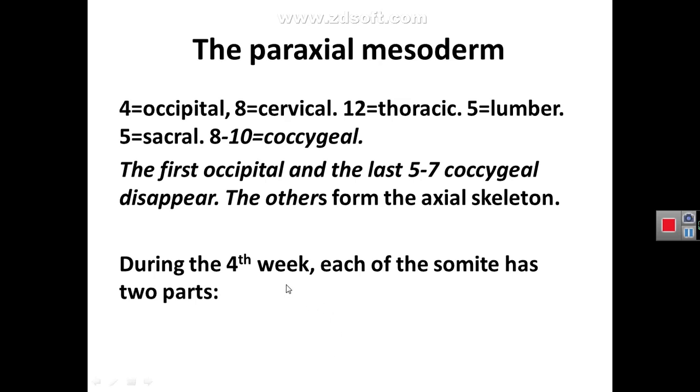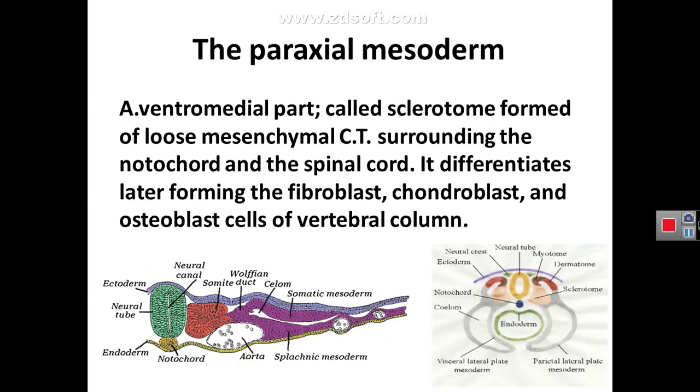Each somite during the 4th week will start to differentiate more and more, and in that week, during the 4th week, each of the somites has 2 parts. First, I just want you to see in the figure that we are producing a central region in the somite, which is this one. Sometimes the central region appears as a cavity, and it is called the cavity of the somite, or somatocele.